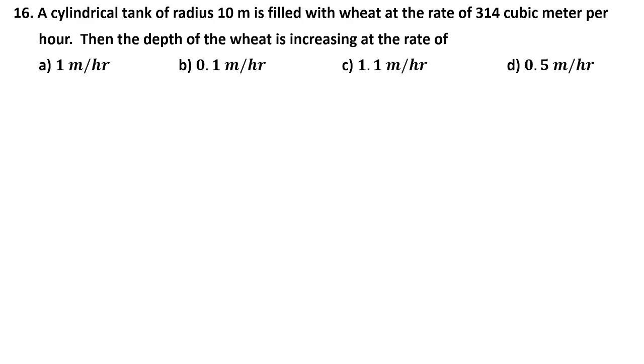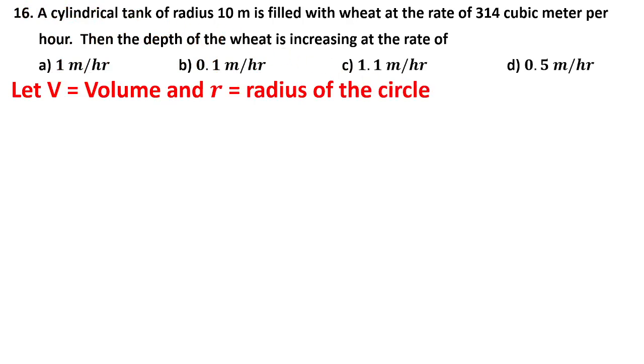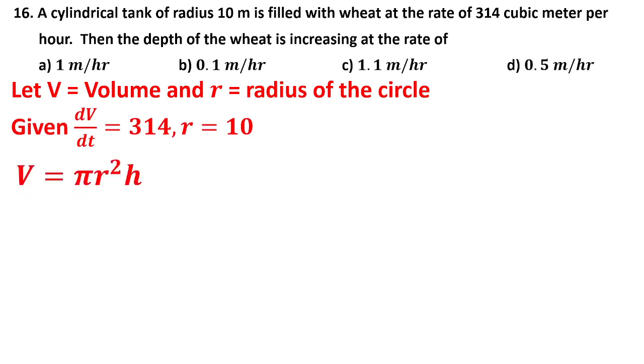A cylindrical tank is filled with wheat at the rate of 314 cubic meter per hour. The depth of the wheat is increasing. Depth means height. Where V is given, R is given. Then dV by dt is given as 314, R is equal to 10. V is pi r square h.